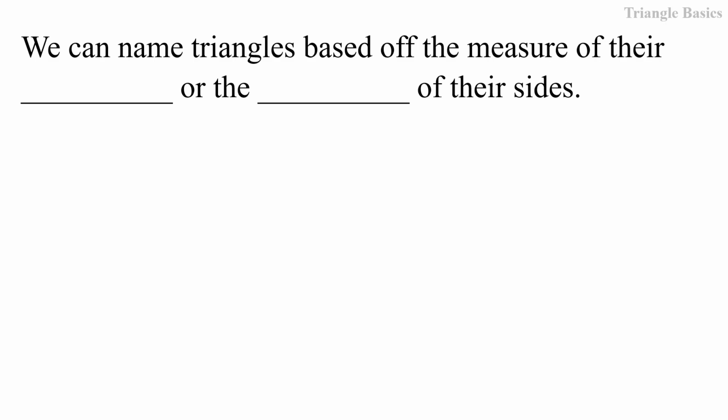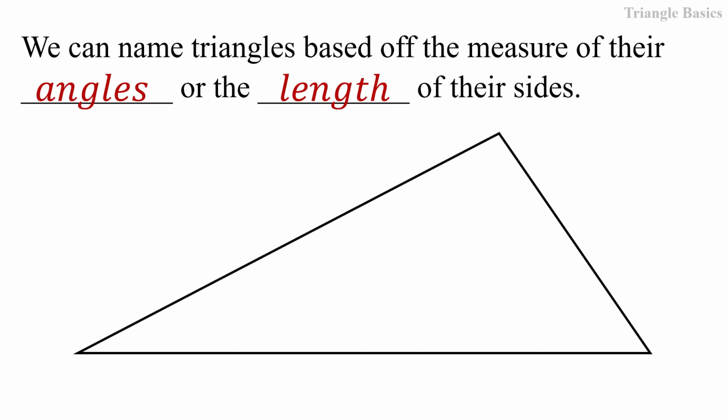Alright, we're going to talk about how to name triangles correctly. So we can name triangles based off the measure of their angles, or the distance or the length of their sides. For example, if you give it any triangle, if we look at the sides, we can call it by its sides, or if we look at the angle measures there, they're also going to have specific names based off their angles.